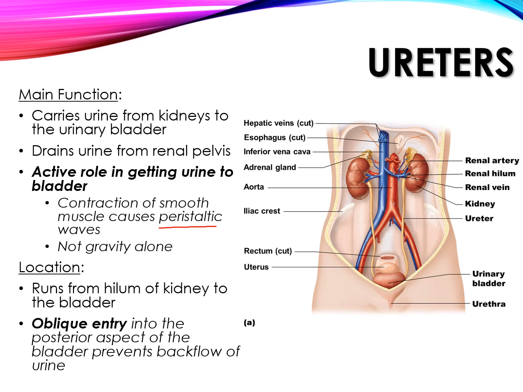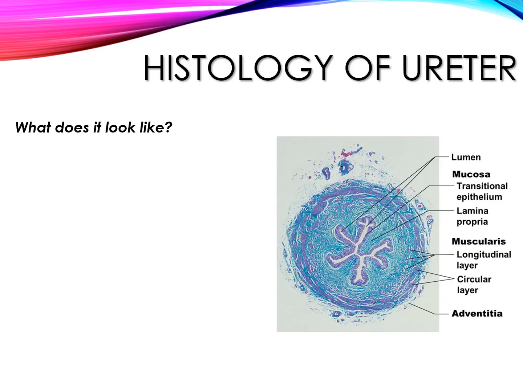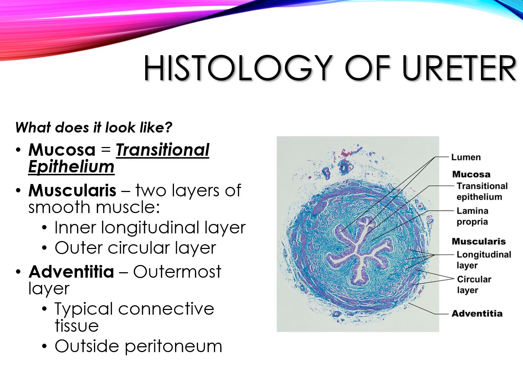And so it's running from the kidney to the bladder, but how it enters the bladder is important. So it's going to enter kind of at the inferior posterior side of the bladder, and it's going to come in kind of at an oblique angle, which means it kind of comes in diagonally. And so that is going to help prevent backflow of urine up into the ureter. We want that urine to stay in the bladder so that we can void it and it will leave the body.